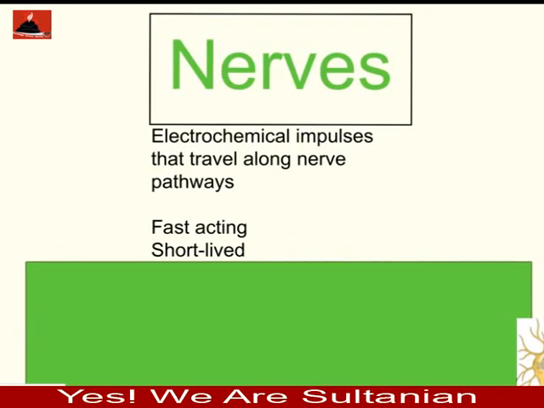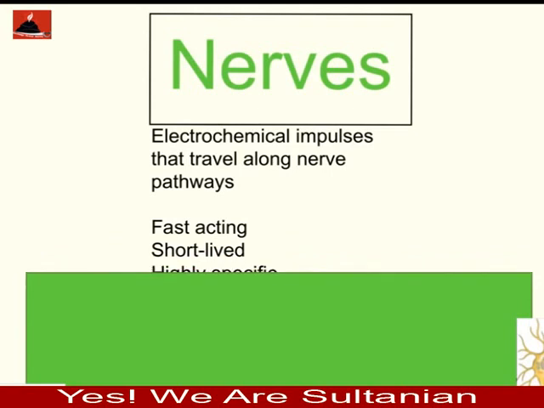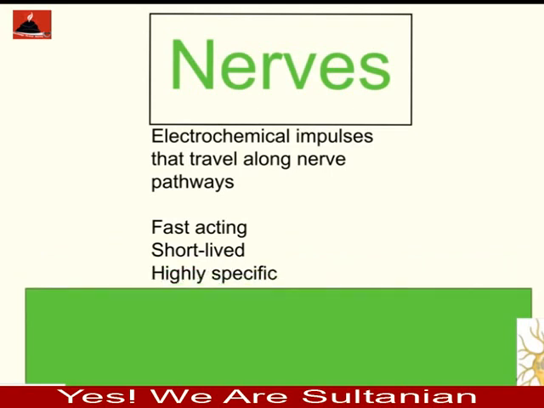They're short-lived. A response to a nerve message doesn't last very long, unlike hormones, which are long-lasting. And they're highly specific. The sorts of things that are controlled by nerve messages are highly specific things. For example, talking, which I'm doing right now, is being controlled by nerves. I'm specifically targeting my mouth and my vocal cords to make specific movements to produce specific sounds, and that's being controlled by nerve messages.